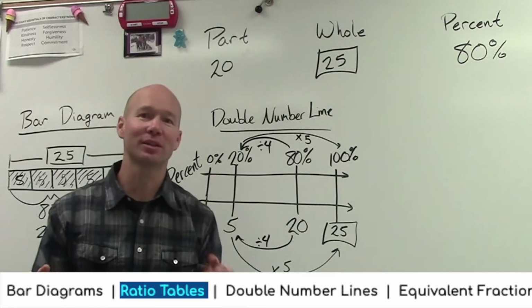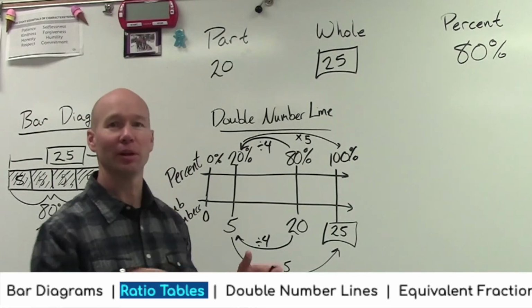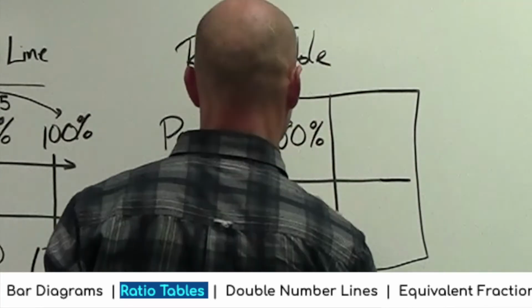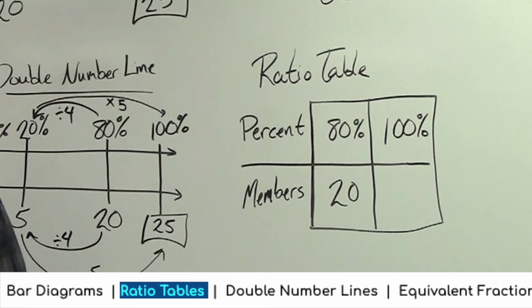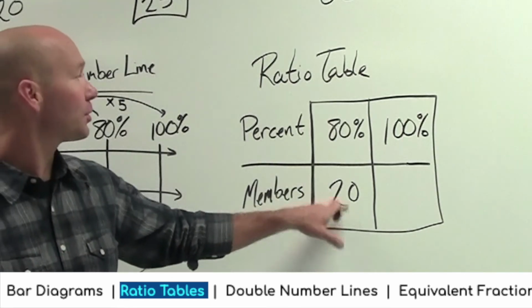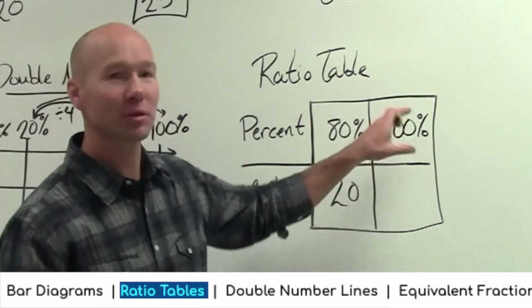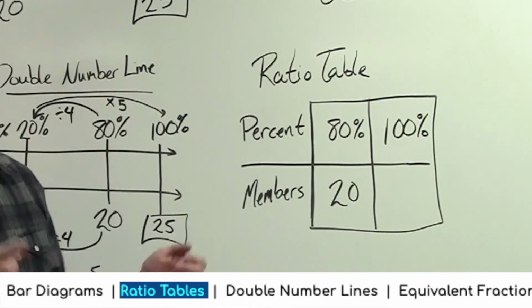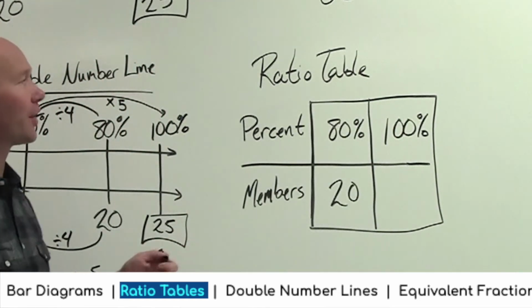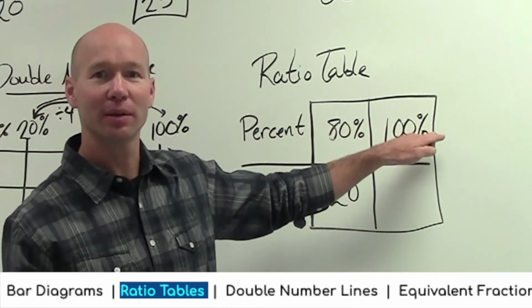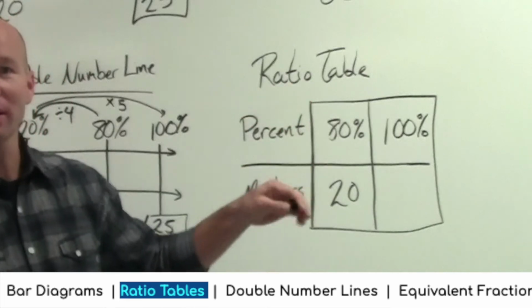All right, let's look at this as a ratio table. Okay, we've got a ratio table now, where 80% is equal to 20. So 20 members is 80%. How many members are 100%? So this one I'm going to do a little bit differently. I'm going to find out what I need to multiply 80 by to get to 100. Well, 80 times what equals 100?